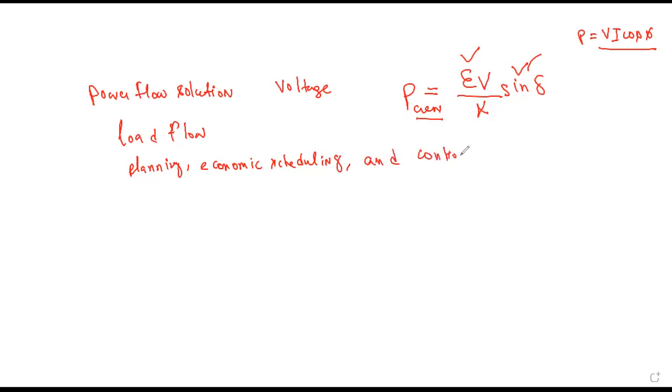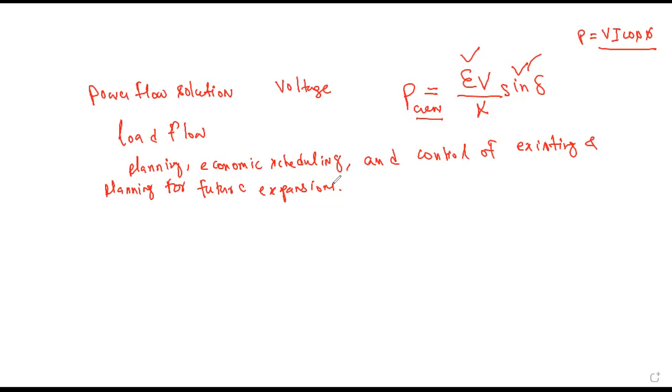Control of existing system and planning for future expansion. Now, one important term associated with this: how do we go about this? How do our systems know what are the variables that are associated with it? So this problem will be determined by the magnitude and phase angles of voltage at each bus.